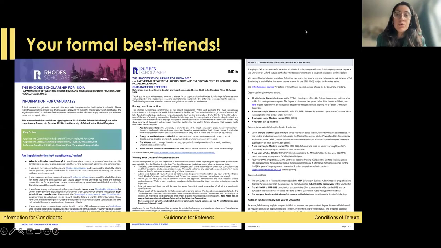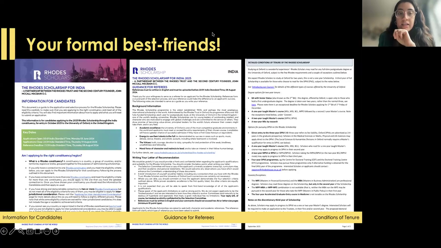Finally, where do you go to understand about the Rhodes Scholarship? So on the Rhodes Scholarships for India website, you will find these documents that are extremely important. The first is the information for candidates, which is a document that gives information about who is eligible for the scholarship, what are the documents that you need, and some information about the documents and how you write these documents. So it's the one document that has most of the information that you need when you're applying.